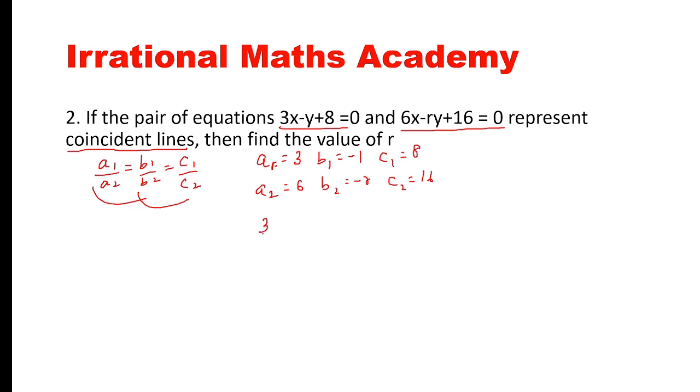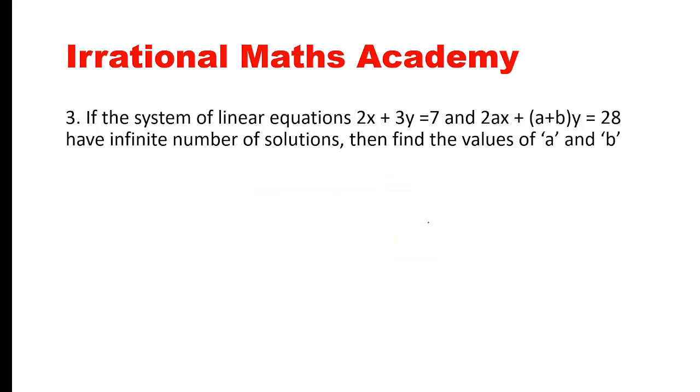So what I'll get here? 3 by 6 equal to minus 1 by minus R. Minus 1 plus gets cancel. What you can do is cross multiply it. What will we get here? 3R equal to 6. Now if you observe this one, 3 into R, multiplication is there. If you transpose this 3 to that side, it becomes division. 3 ones are 3, 3 twos are 6. So R value equal to 2. That is what they asked.